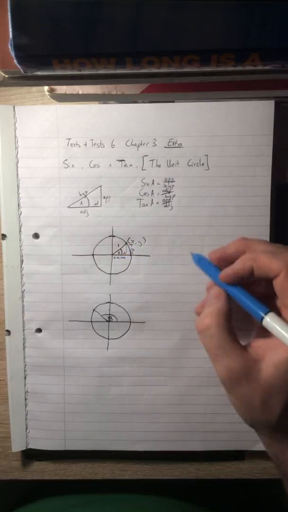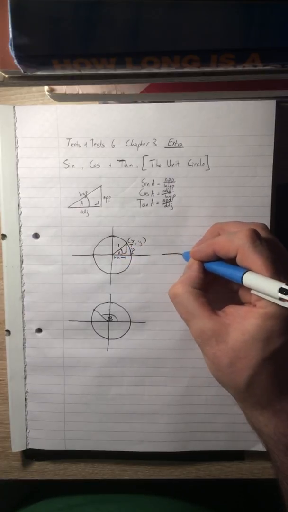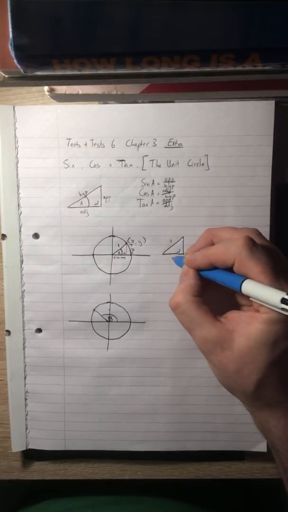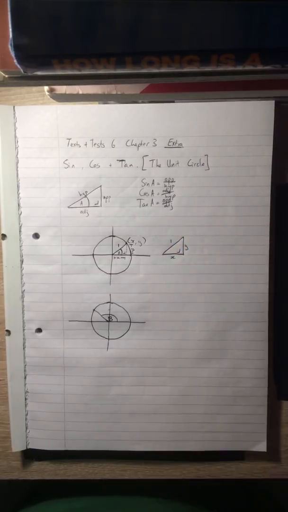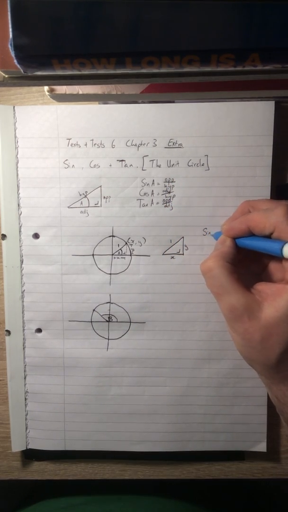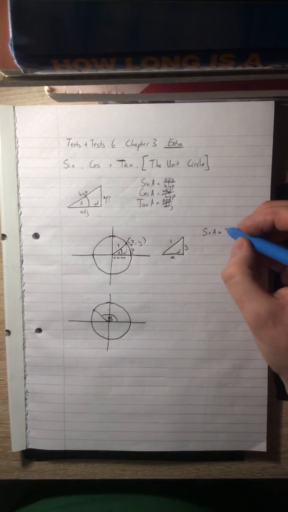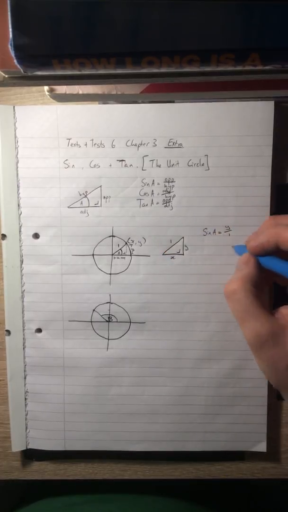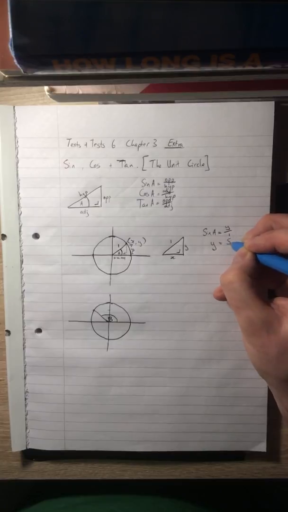So what we get inside our unit circle is a right angle triangle of hypotenuse 1, base x, and height y. So we can work with our old definitions. We can say sine A, the opposite side is y, over the hypotenuse, which is 1. So that says y equals sine A.